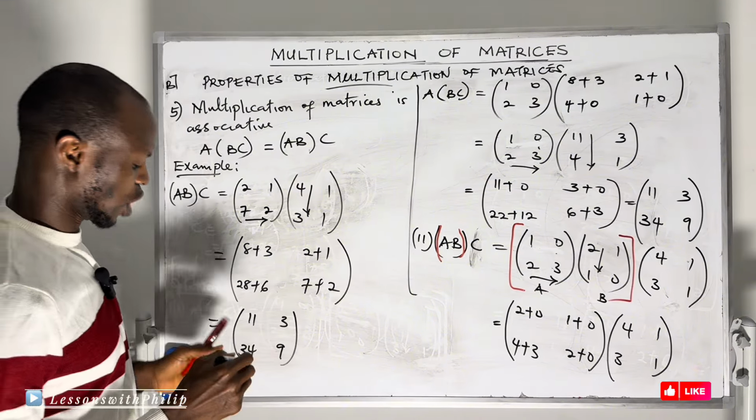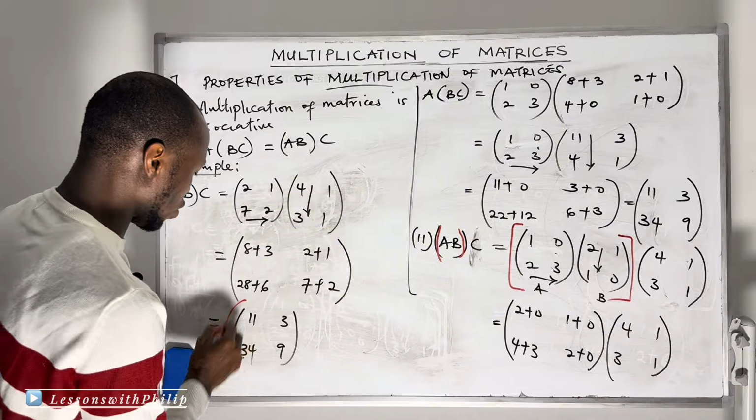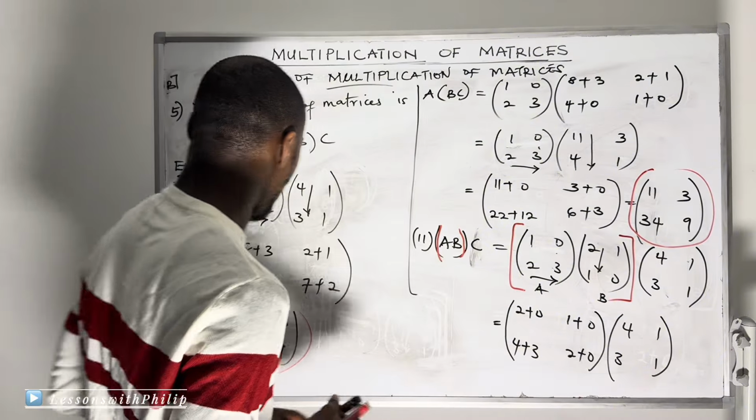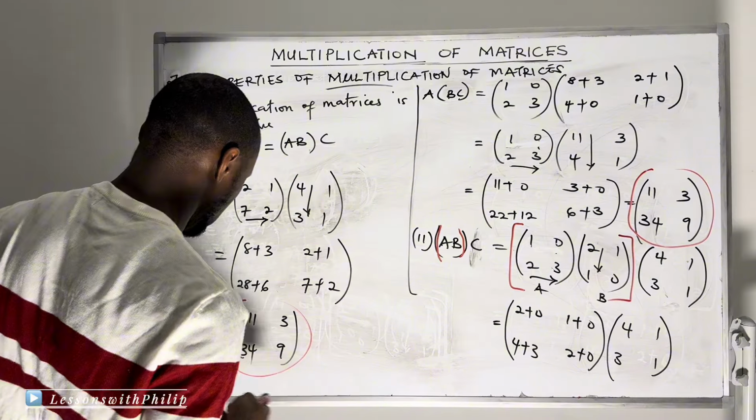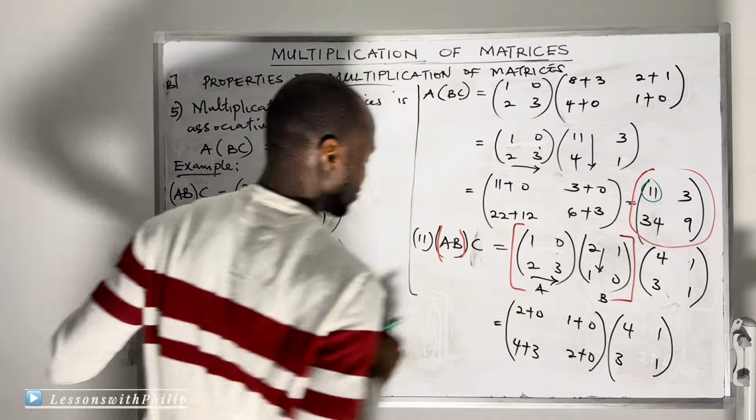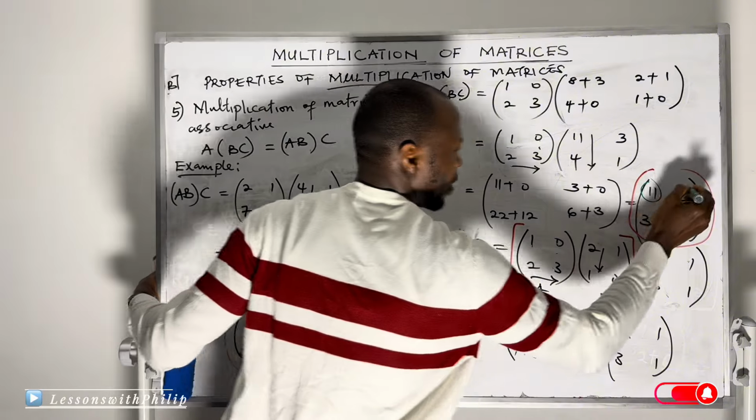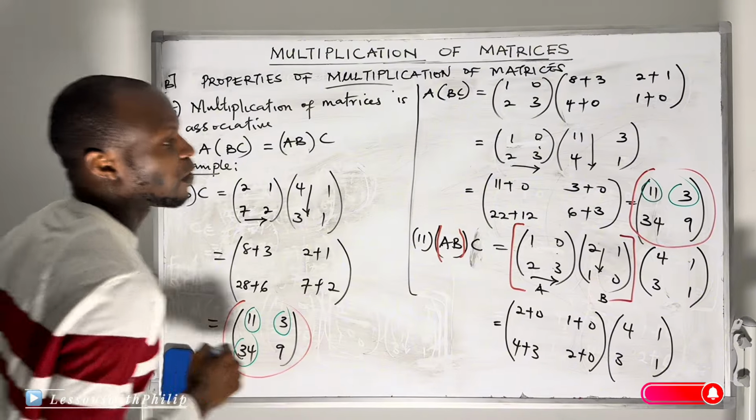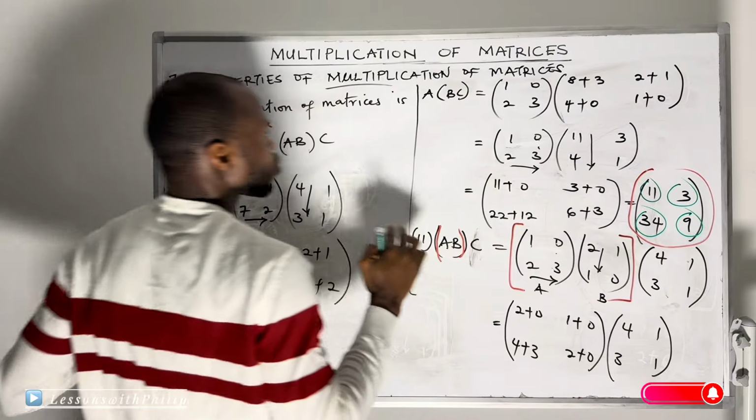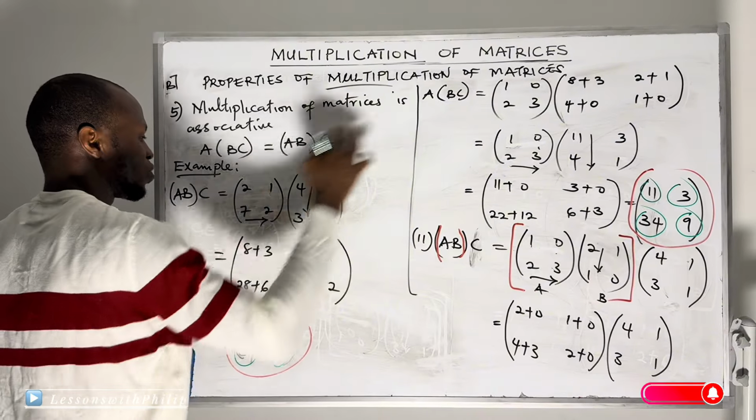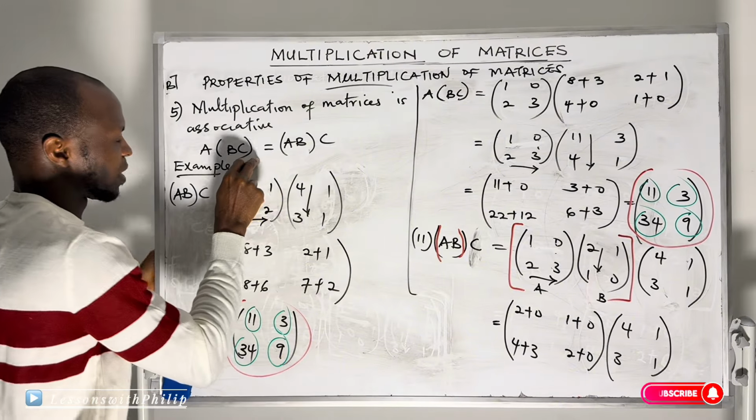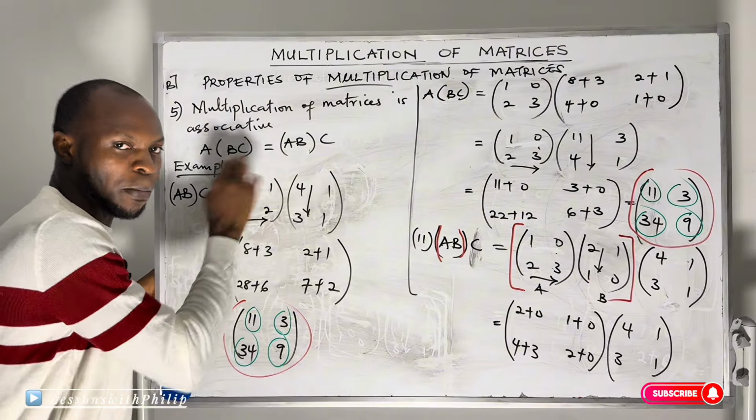If you check what you have here and what you have here, can you see that we have 11, we have 11. We have 3, we have 3. We have 34, we have 34. We have 9, we have 9. Can you see that the two multiplications of matrices are equal? Okay, therefore, that satisfies the properties of matrices.